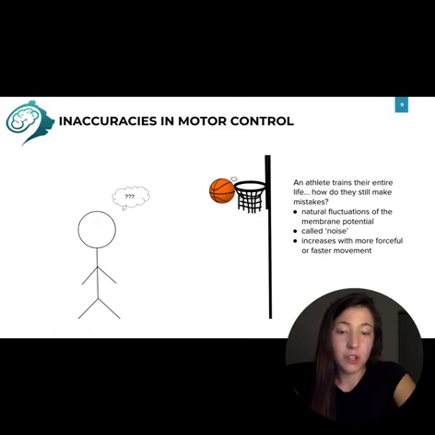Inaccuracies in motor control occur because of noise. Do you ever wonder why after hours and hours of training, athletes will still miss catches or free throws? It's because even in the most highly trained motor systems, there are natural fluctuations in the membrane potentials of the neurons in the premotor and the primary motor cortices that cause small errors in movement. These inaccuracies are constantly being monitored by the feedback and feed-forward mechanisms, as we discussed before. The membrane fluctuations are referred to as noise. As a movement increases in precision or speed, the amount of noise increases as well.